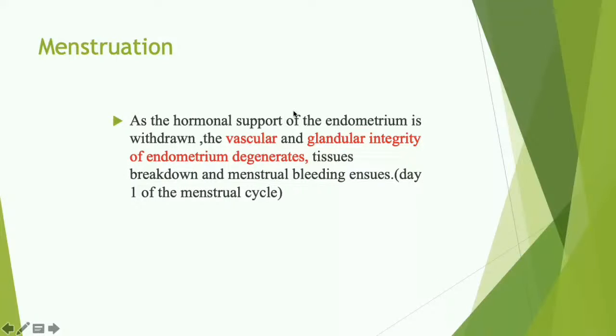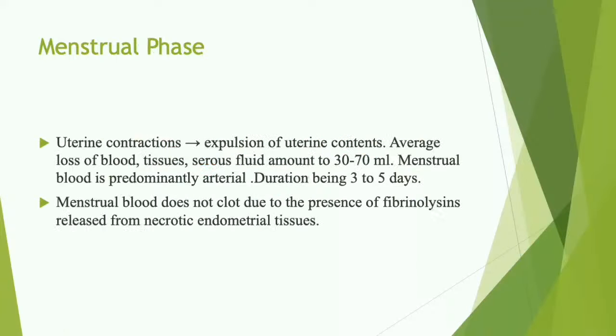So as the hormonal support of the endometrium is withdrawn, the vascular glandular integrity of the endometrium degenerates. So finally you have the tissue breaking down and the menstrual bleeding ensues, right? So this is the day 1 of the menstrual cycle. Then you need to write a small paragraph on how uterine contraction causes the expulsion of uterine contents.